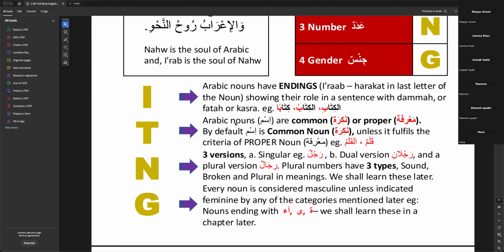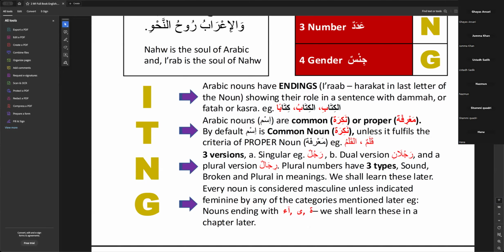T is for types: a common noun, nakira, or proper noun, marifa. So Arabic has two kinds of isim, nakira and marifa, which we've learned. By default, all isim are common nouns. They're all nakira, unless they fulfill the criteria of a proper noun. For example, kalamun, a pen. Al-kalamu, the pen. You can see the meem has dhammatain in the first word, and in the second word it does not, because it came from nakira to become a marifa noun.